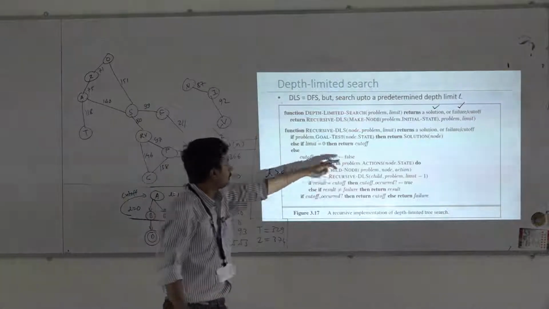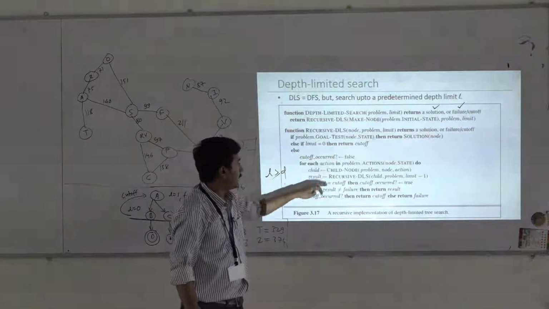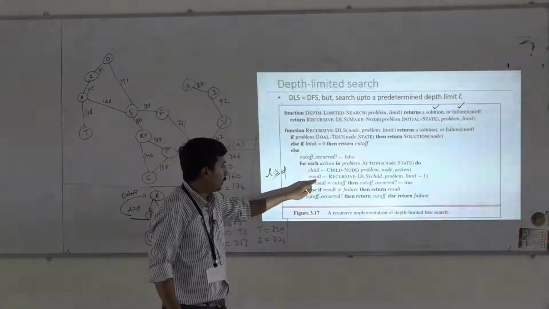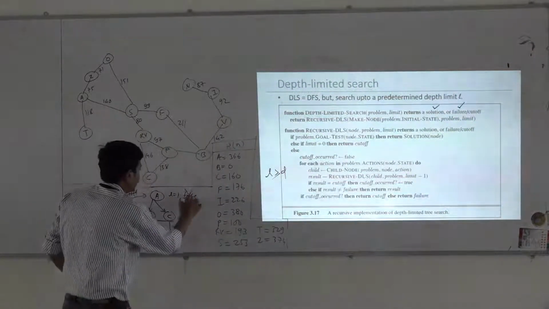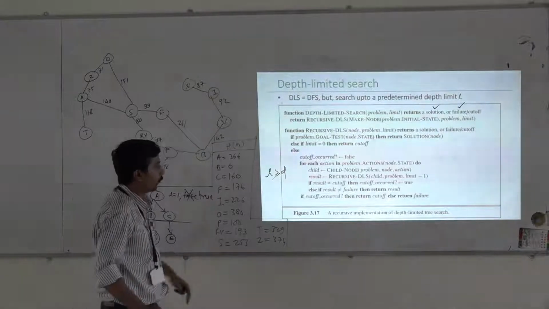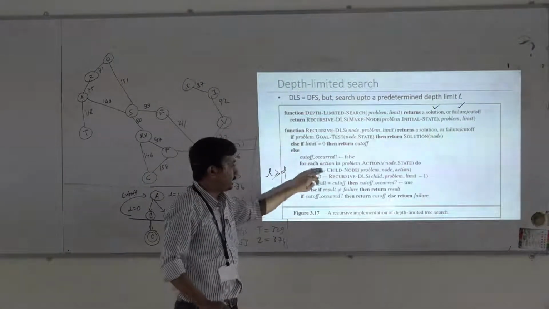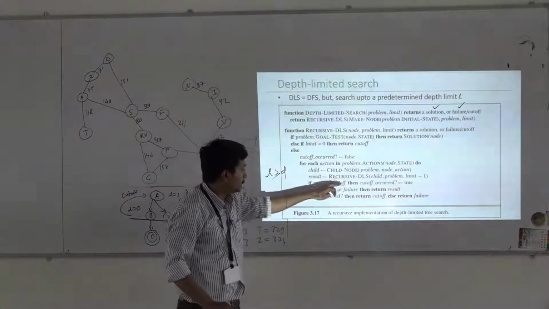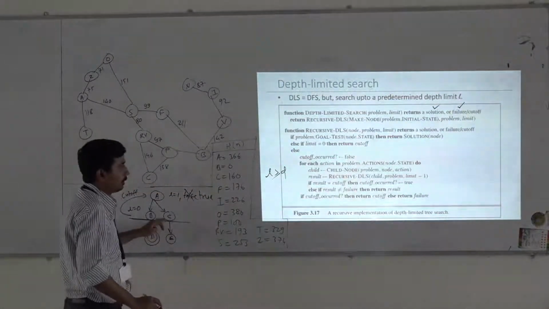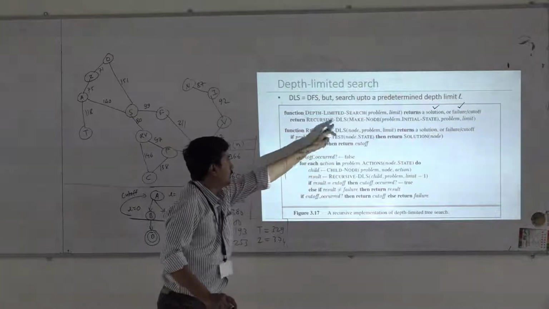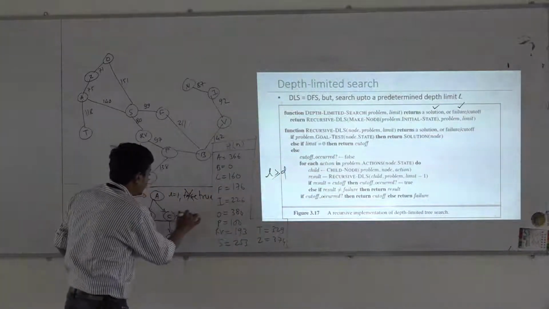Okay, then cutoff occurred. Next, we will resume here. The result is cutoff, so cutoff occurred equals true. So this is changed to true. Then the next action is applied and the next child is generated. Next, again we are making a recursive call with C as a node, and with L equals 0 now.